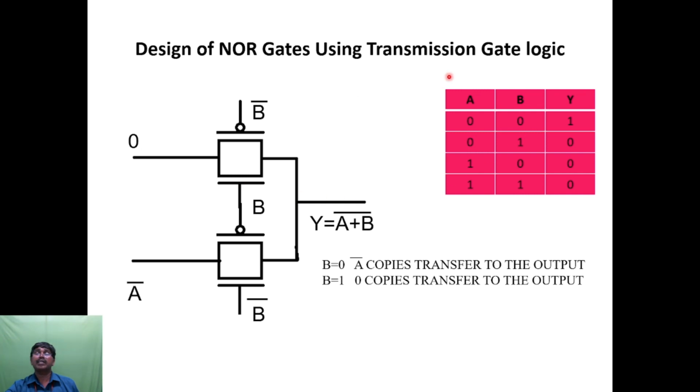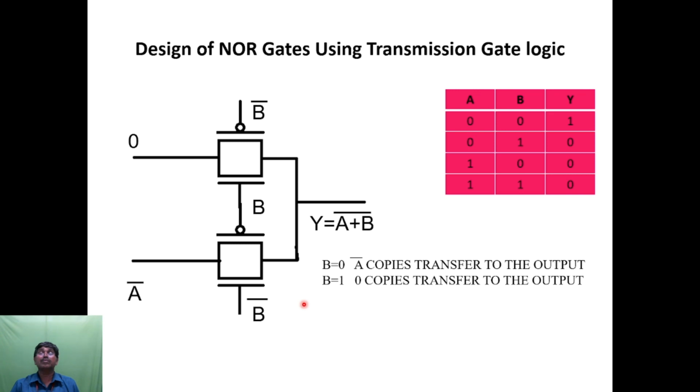So by using a transmission gate, we have to design a NOR gate. Here this is the output, Y is equal to (A plus B) the whole bar. When B is equal to 0, A bar copies, that is nothing but A bar is transferred to the output. When B is equal to 1, 0 is copied and transferred to the output. So this is about the NOR gate using a transmission gate. By using a truth table only, we have to design the transmission gate logic. Here the drawback is that the number of transistors increases. That is the main drawback.